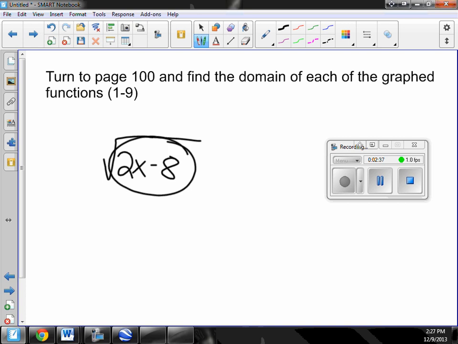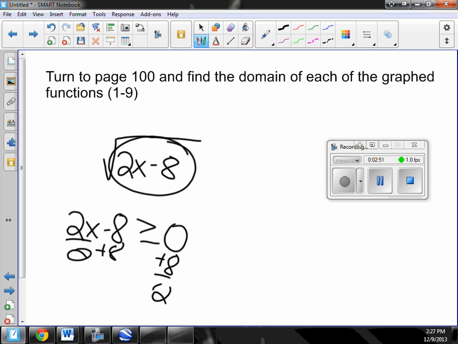So I'm just going to say 2x minus 8 is greater than or equal to 0. And then just solve for x. Add 8, divide by 2, and I get x is greater than or equal to 4. And that's the domain. So as long as x is 4 or bigger, then the graph will exist.